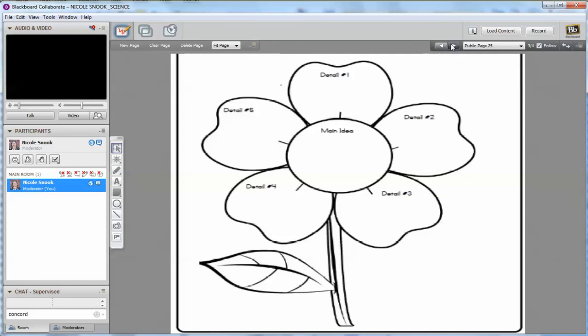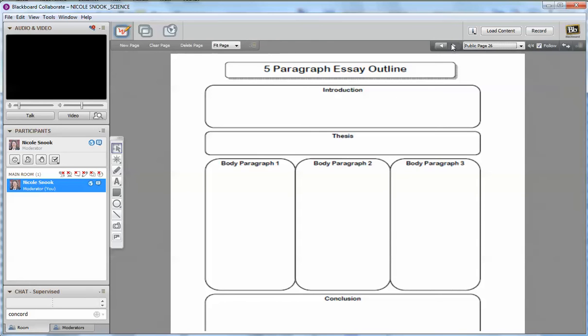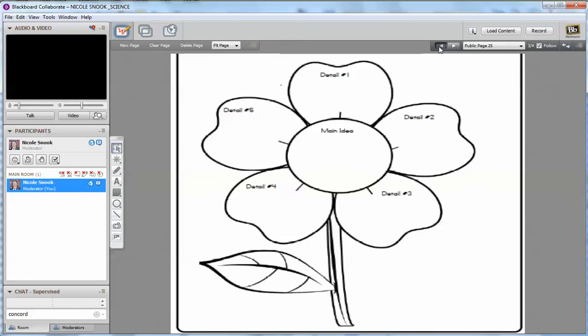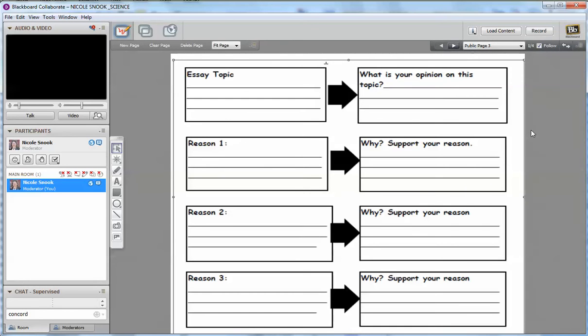If you have a more advanced writer who is just struggling in organizing thoughts and needs to write a 5 paragraph essay, you could use something like this to help them organize an outline for what they're going to write. And also, if you were going to do a specific type of writing, for example, persuasive writing, another type of graphic organizer you might use would be something like this.